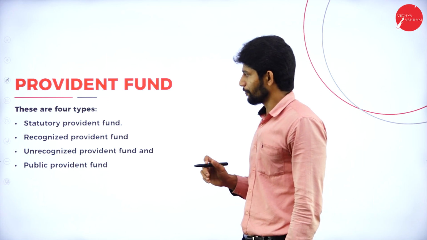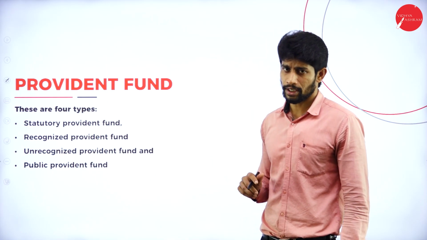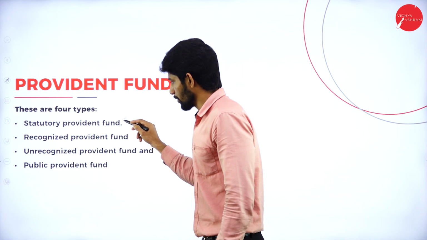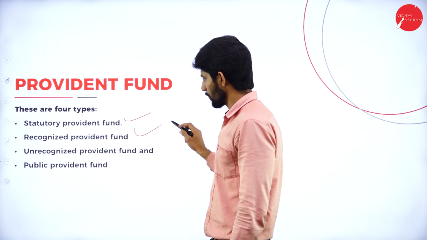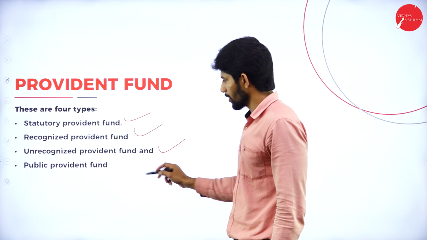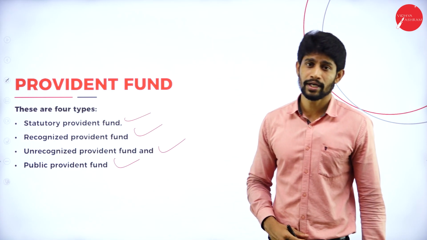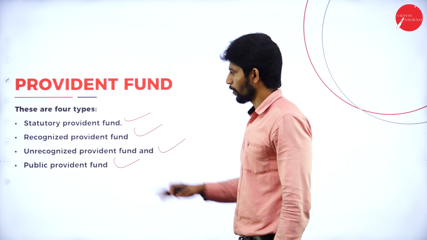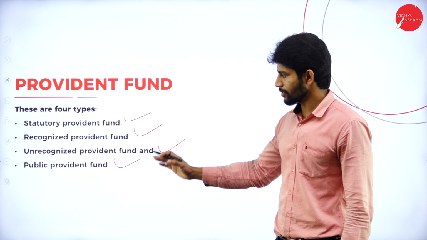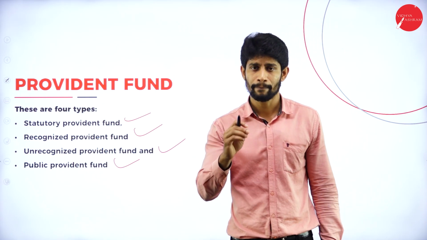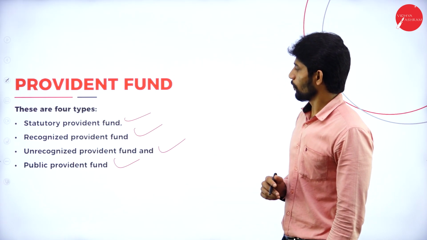So in provident fund, we have 4 types. Which are those 4 types? Statutory provident fund, recognized provident fund, unrecognized provident fund, and public provident fund. So totally we have 4 types: statutory, recognized, unrecognized, and public. Let us look into them one by one.